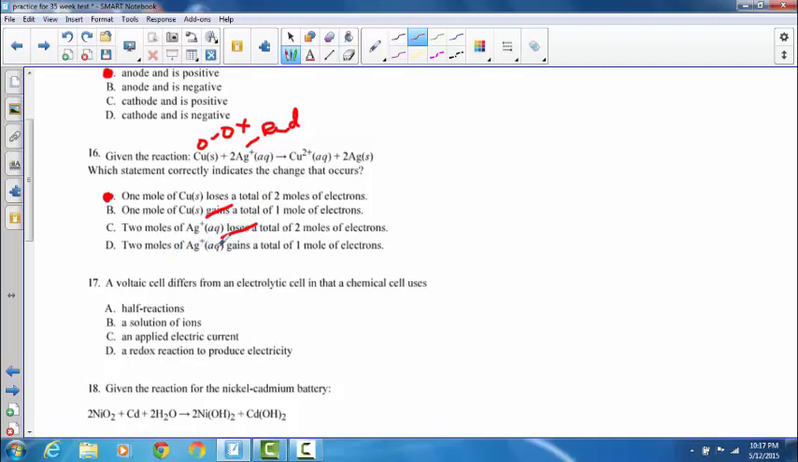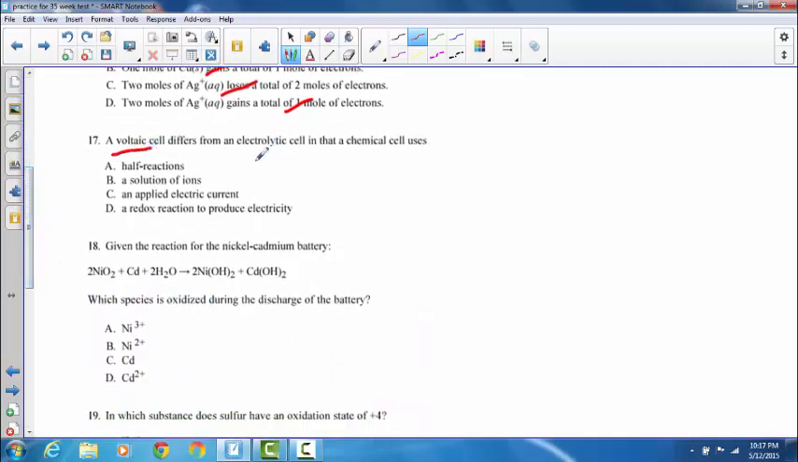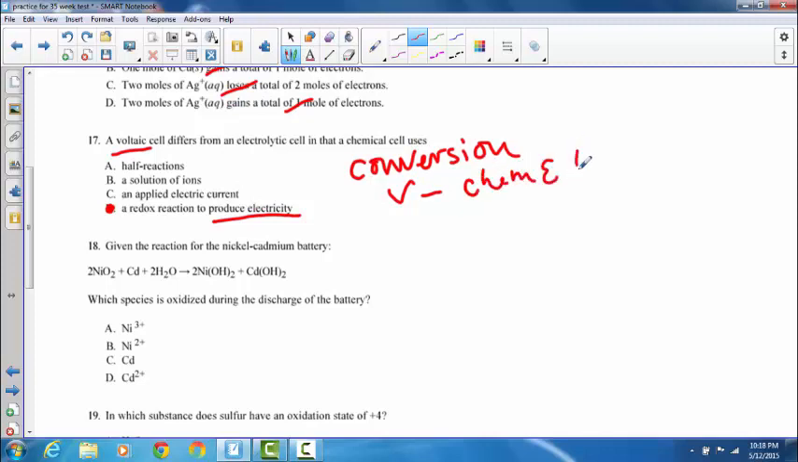And over here, 2 moles of Ag gains. It doesn't gain 1 electron, it gains 2. All right, number 17. A voltaic cell differs from an electrolytic cell in that it uses a chemical reaction to actually produce energy. So here it is, a redox reaction to produce electricity. Lots of times they'll ask about what is the conversion. So the conversion, if you are talking about a voltaic cell, it converts chemical energy to electrical energy.